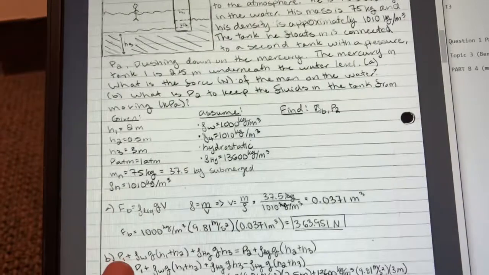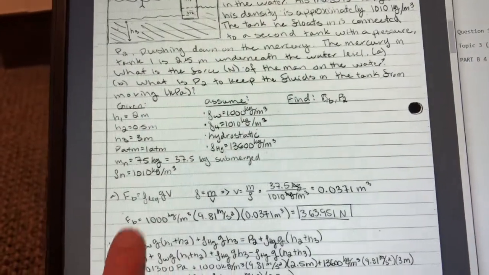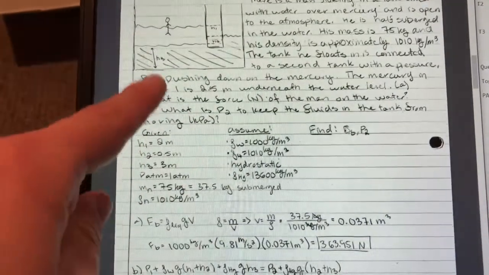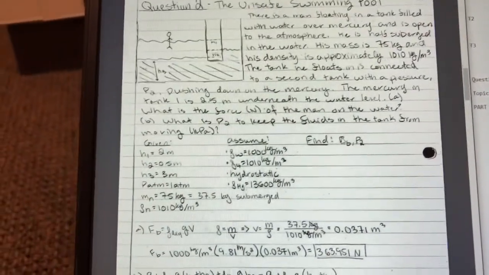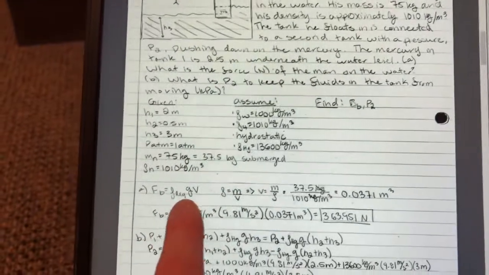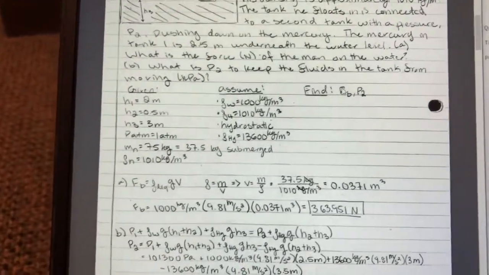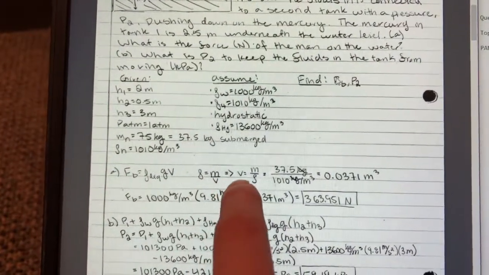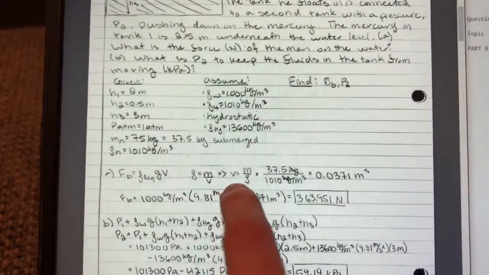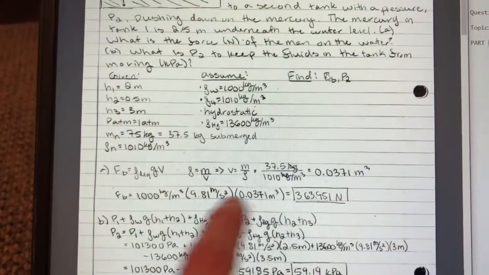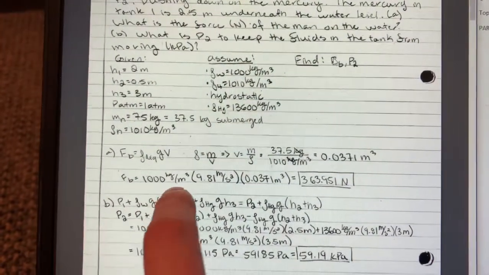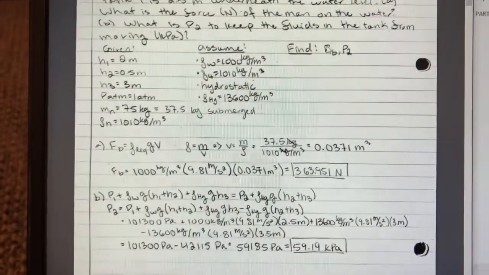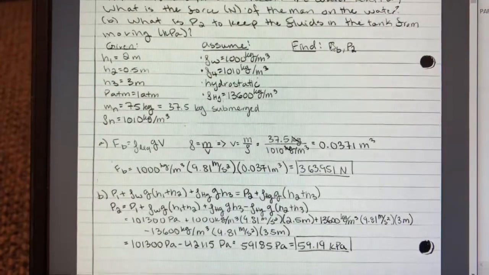Part A assesses topic 2, buoyancy. It is asking for the buoyant force on the man in the pool. The buoyancy equation is as follows. Density is mass divided by volume, so we are able to solve for the volume of the man. Plugging and chugging things in, we get that the buoyant force acting upon the man is 363.95 newtons.